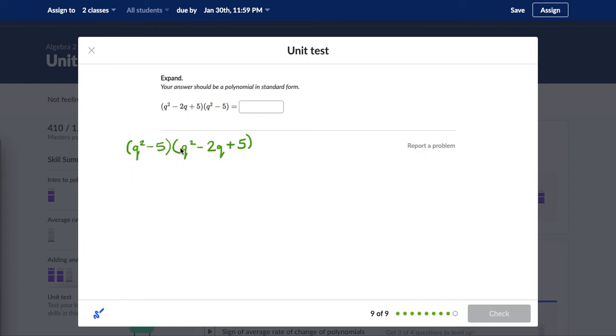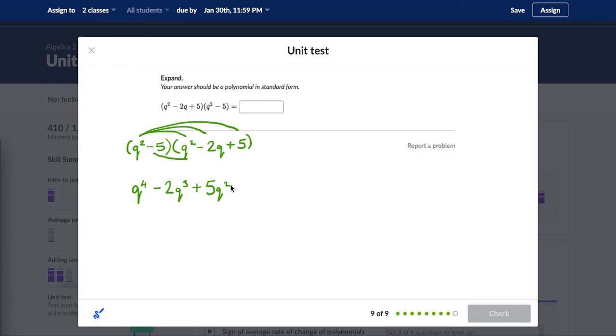So the q squared times q squared is going to give me q to the power of 4. Q squared times, so I'll make these arcs so you see it, q squared times negative 2q is negative 2q to the power of 3. And q squared times 5 is positive 5q squared. Okay, all right, let's move on to the negative 5.